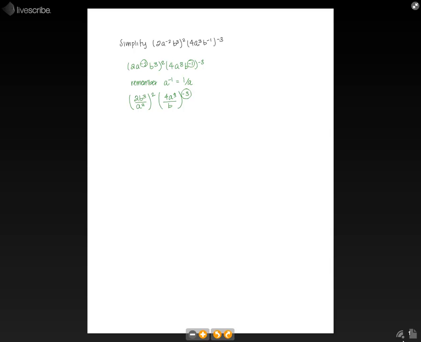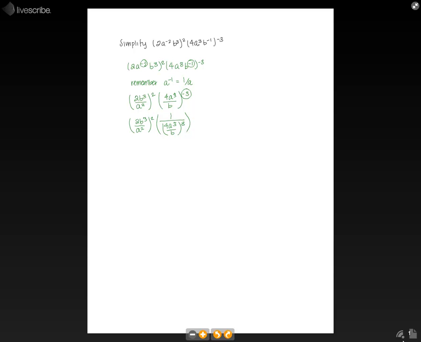Now we need to try to get rid of this negative 3. So we're going to use the same concept. The first term is going to be the same, 2b cubed over a squared, squared. For the second term, we're going to have 1 over 4a cubed over b to the third. Alright, so now we can go ahead and start simplifying that.